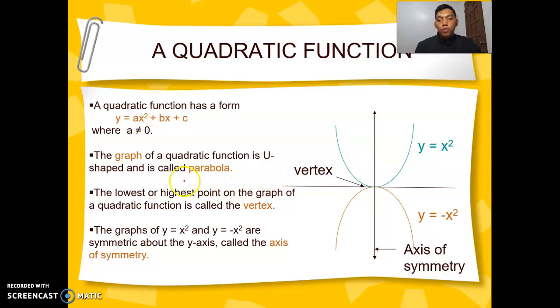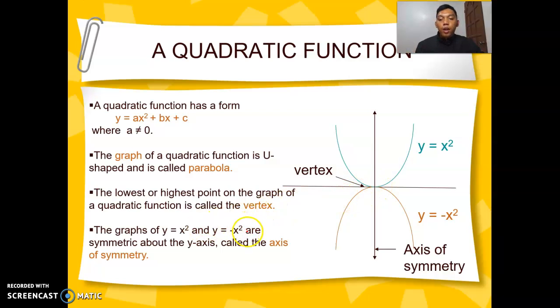properties. For example, when we graph a quadratic function, the graph is U-shaped, and it's called a parabola. It has some properties, like the lowest or the highest point on the graph of a quadratic function. It's either this one, the lowest, or the orange one, the highest. It's what we call the vertex.